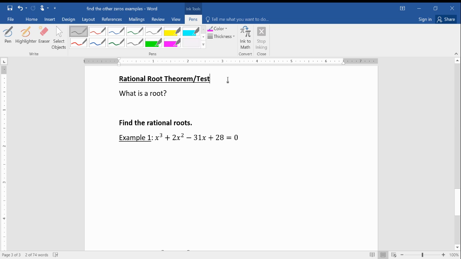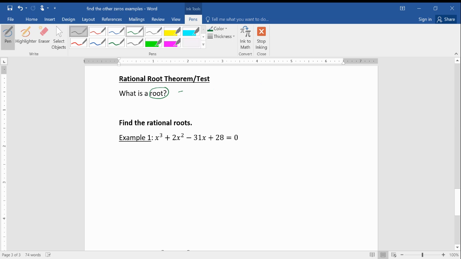And we test it using something y'all are really good at, synthetic division. That's right. So this is just a lot of synthetic division. It's fun. It's actually not that bad. All right, so let's see if I can get my pen working right here. There we go. So my first question is, what is a root?